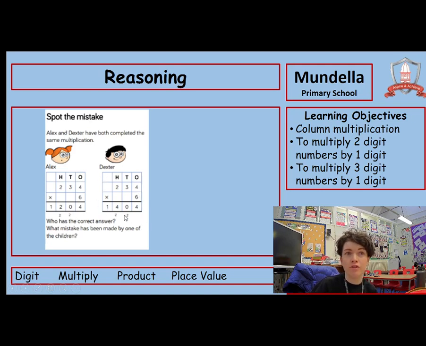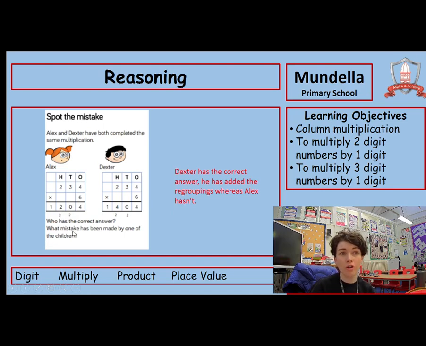He did 6 times 4 is 24. Good. 6 times 3 we know is 18. Add your 2 is 20. 6 times 2 is 12. And he's added the 2, which gives us an answer of 1,404. So Dexter has the correct answer because he has added the regroupings, whereas Alex has not.